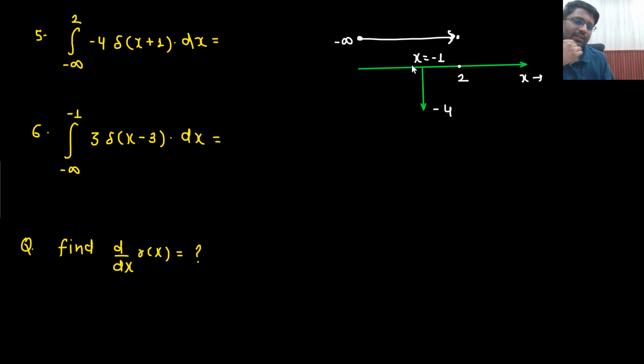Minus infinity to plus 2. So is the impulse coming? Yes, impulse is coming into action. Answer will be minus 4. What is the total area? Total area will be minus 4.